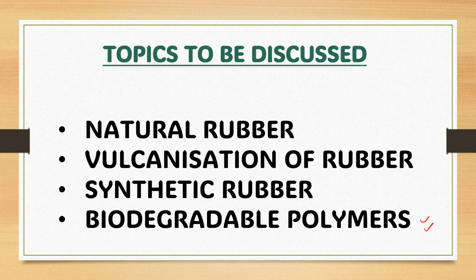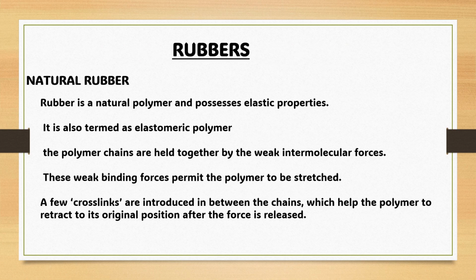So, first is the rubber. Rubber, we all know that it has elastic properties. So, rubbers are of two types. First is the natural rubber that is obtained from nature, and later we will be discussing the synthetic rubber. So, natural rubber is a natural polymer and possesses elastic properties. That is, it can be stretched. That is why it is also known as elastomeric polymer.